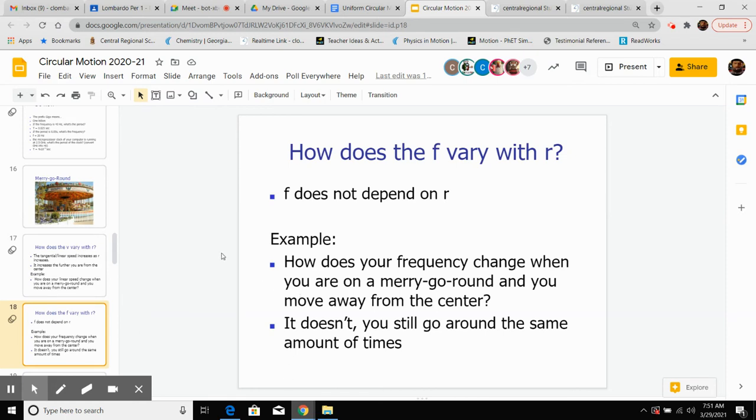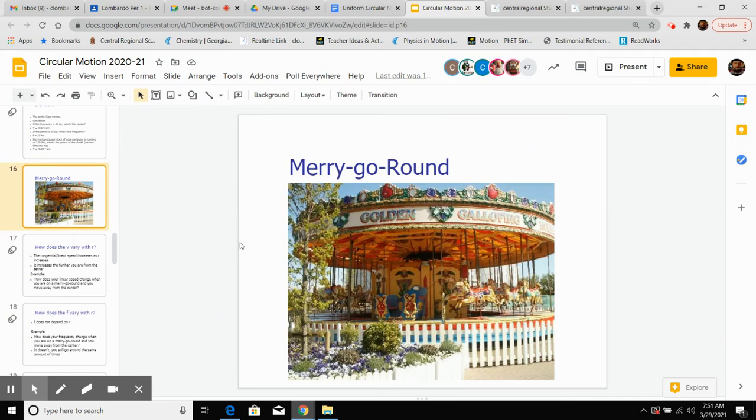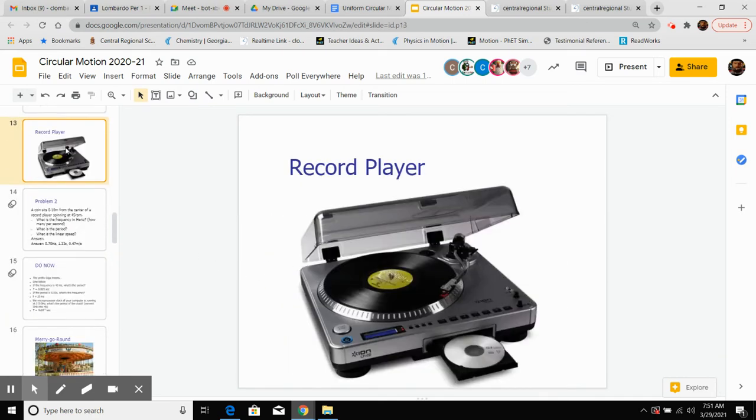Now that's for uniform circular motion. That is assuming that everything on that circular path rotates at the same speed, like it would on a merry-go-round or a record player.